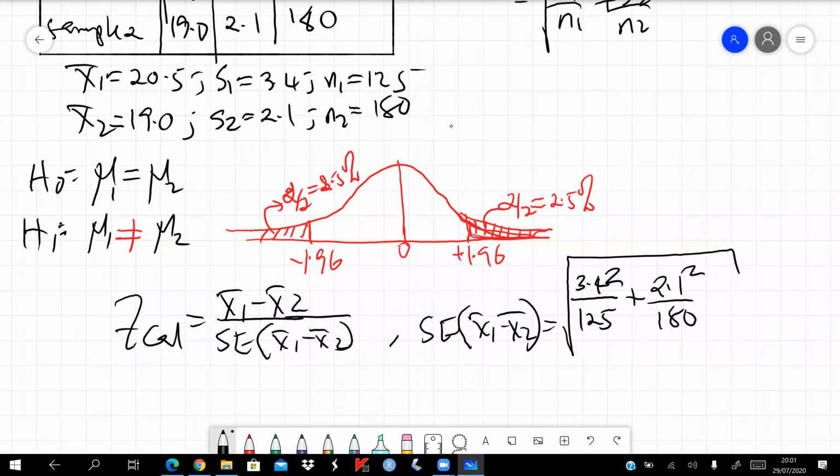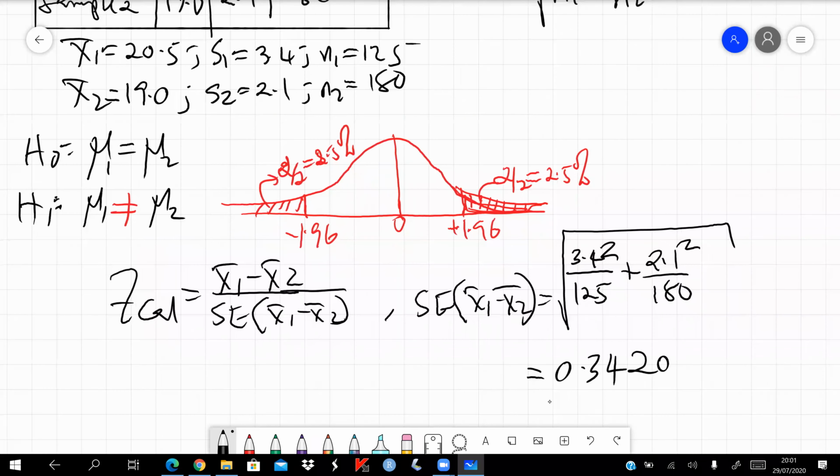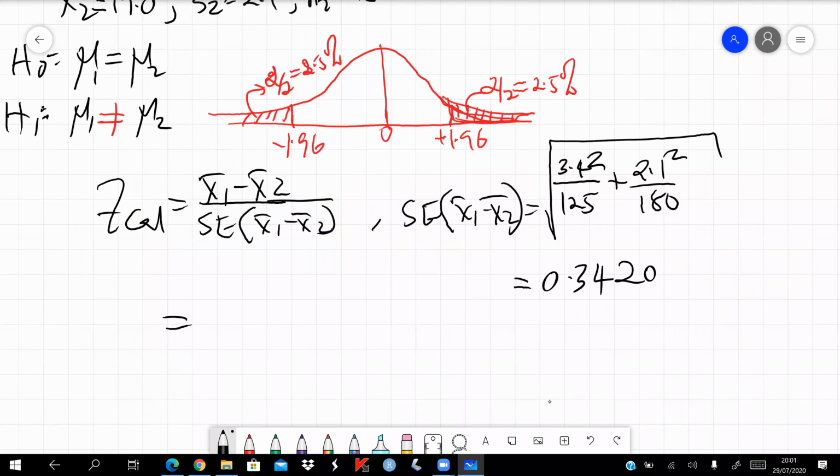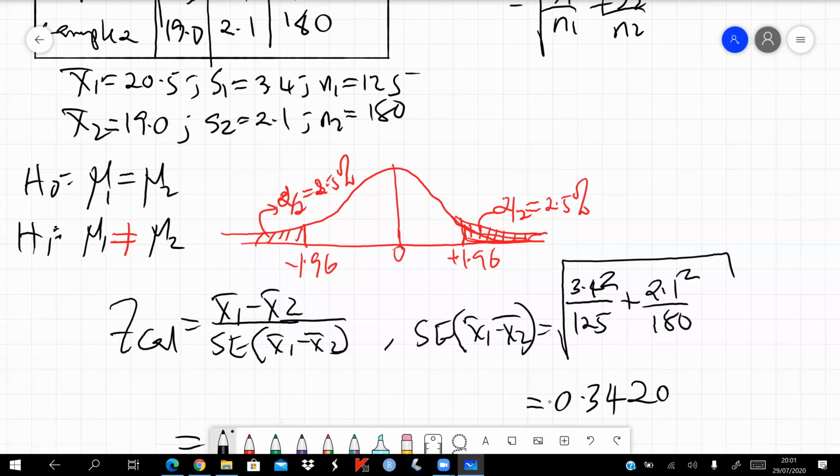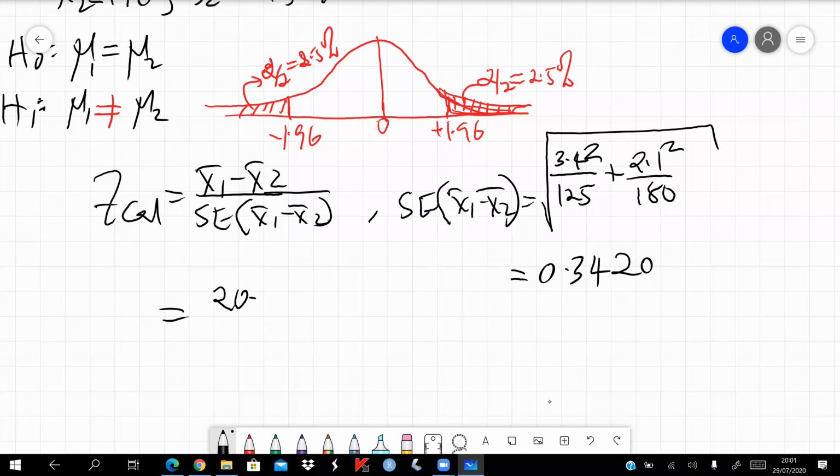0.34. I want to have some modest 420, etc. So keep that value in your calculator. So our x bar 1 is 20.5. It is going to be 20.5 minus 19.0 divided by that answer.